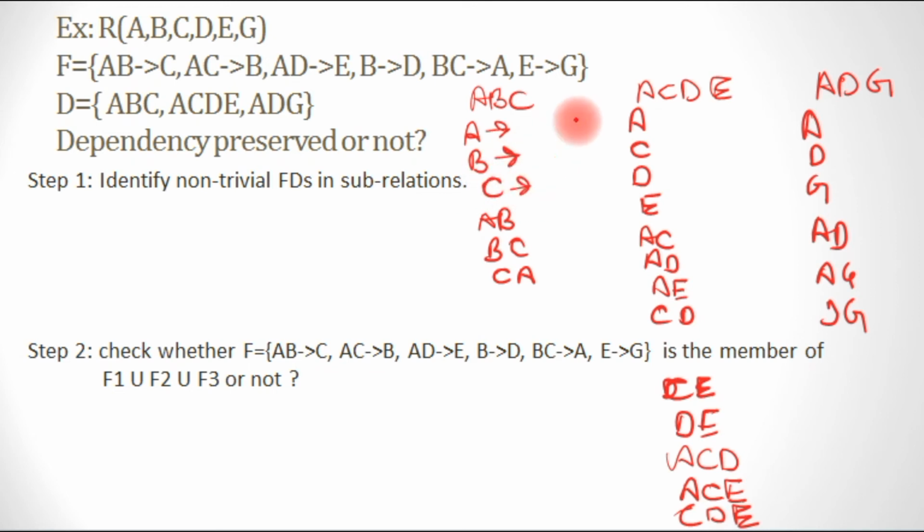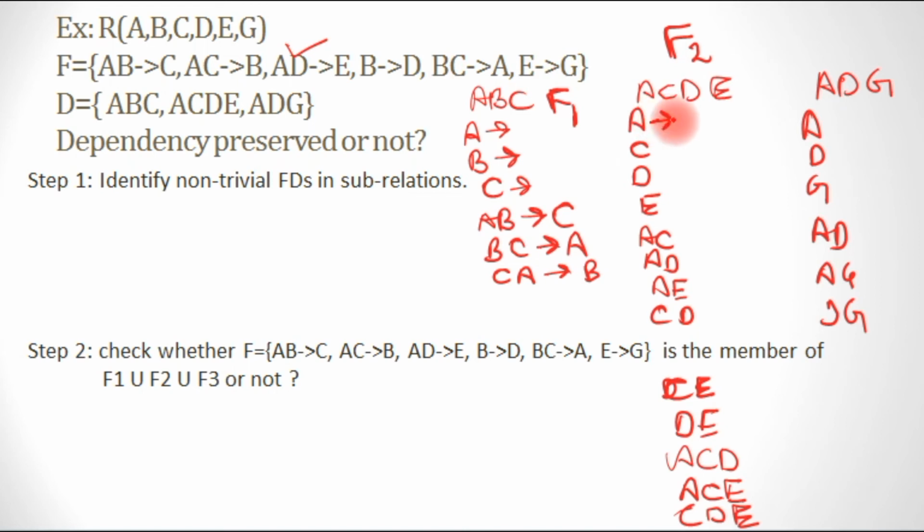Can C determine A or B? No. AB can determine C, yes, it is there. Now BC can determine A. So now check, BC can determine A. Yes. CA can determine B. Do we have here CA determine B? Yes, we have. So we have three functional dependencies in the set F1. Now check functional dependencies with these attributes in the given functional dependency set F.